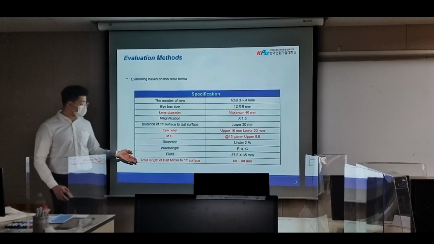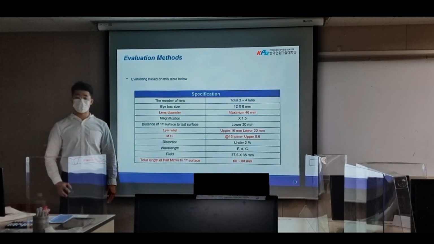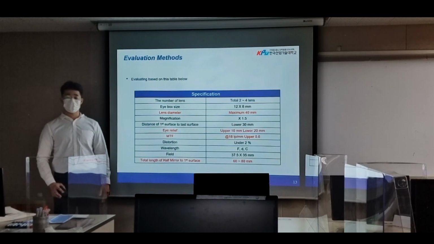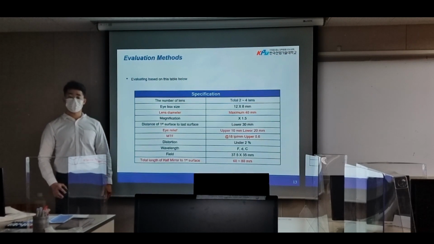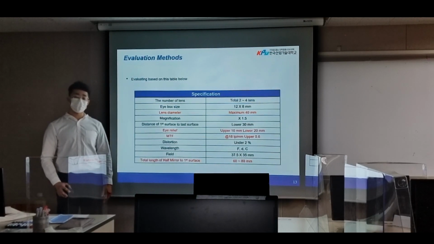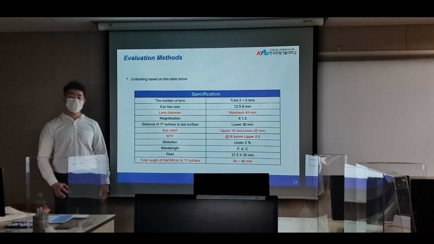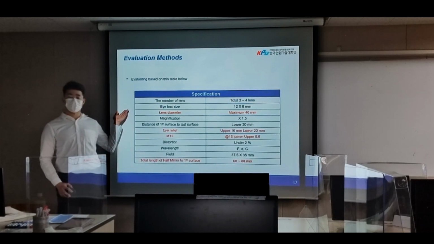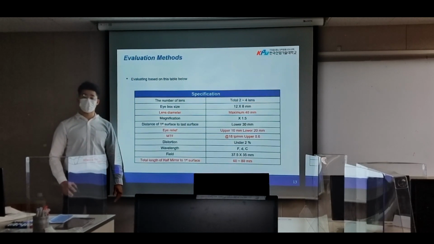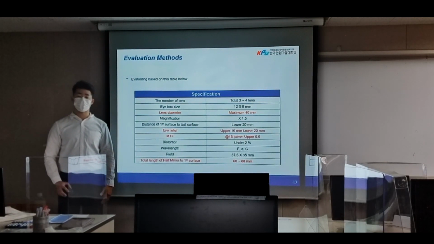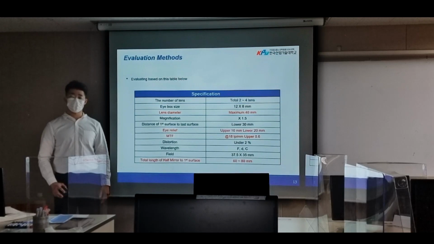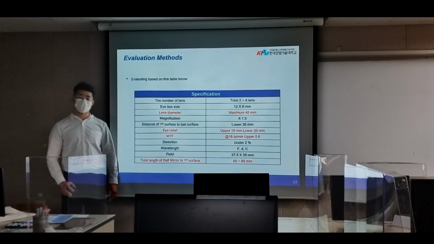The total length of half mirror to the first surface lens, 60 to 80 millimeters. Lens diameter limit under 40 millimeters. Eye relief and total length of half mirror to the first surface lens diameter is set for the light weight of product. MTF is for clear image.